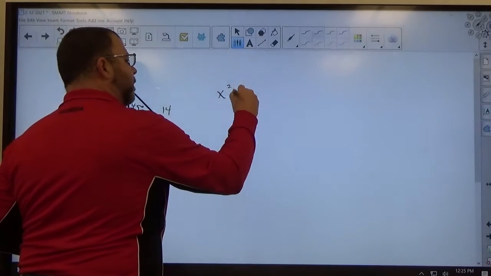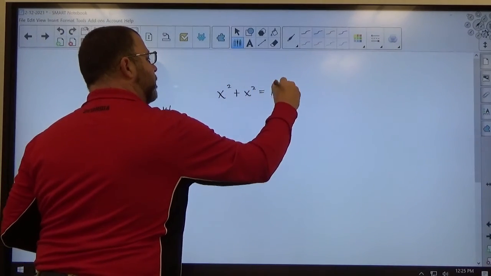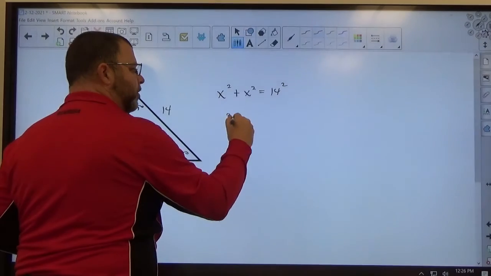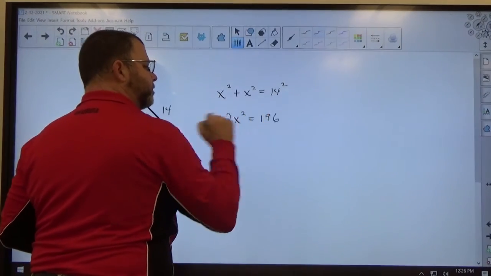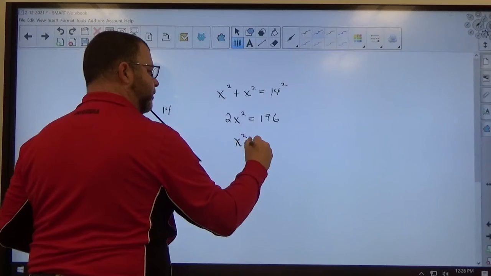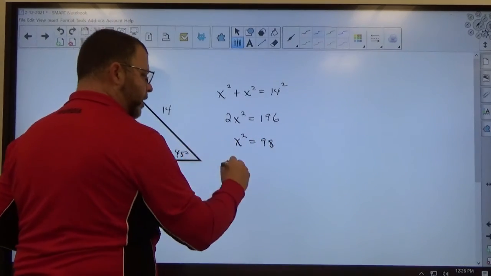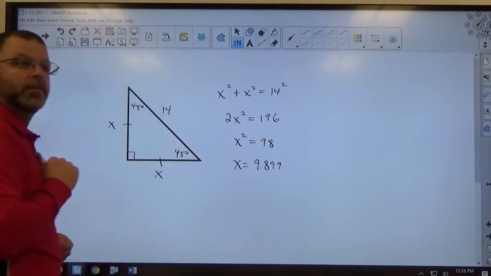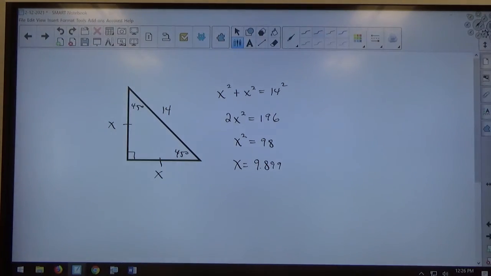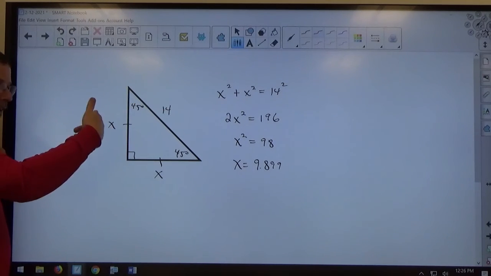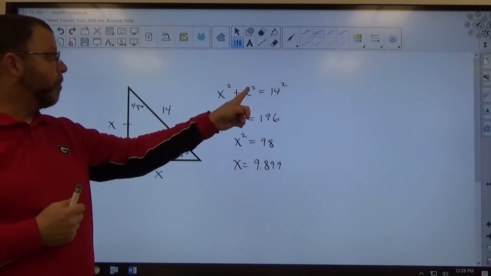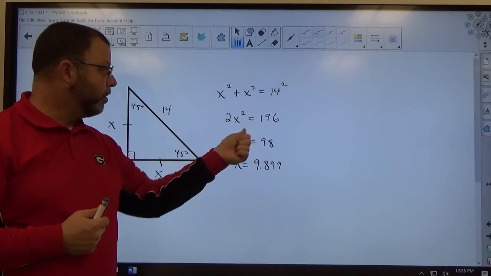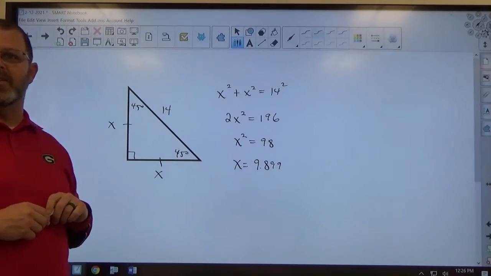Leg squared plus leg squared equals hypotenuse squared. X squared plus x squared makes 2x squared. Divide both sides by 2, and then you take the square root. Just happens to be the same number. Lucky me. So again, if I punch in square root of 98 again on my calculator, it's going to say the same thing, right? So again, even if you don't know the legs, they are the same number, so you can use the same letter to represent them. Do a little bit of algebra, divide by 2 to get x squared equals, and then take the square root. That is legal, it would work.